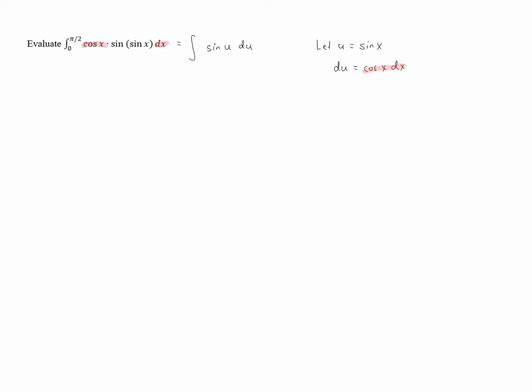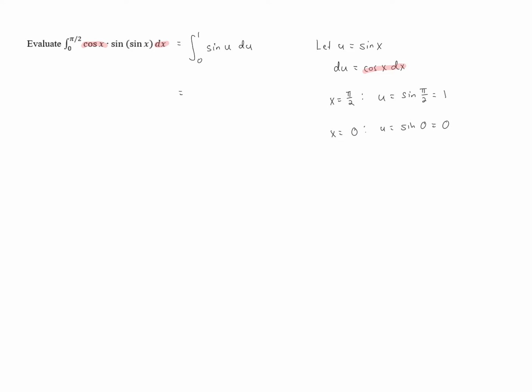And then we just have to change our limits of integration. So the upper limit was x equals pi halves. And we know that our substitution was u is sine of x. So that's going to be u is sine of pi halves. And sine of pi halves is 1. Our lower limit is 0. And so we've got sine of 0, which is just 0. So our new limits are going to be from 0 to 1.